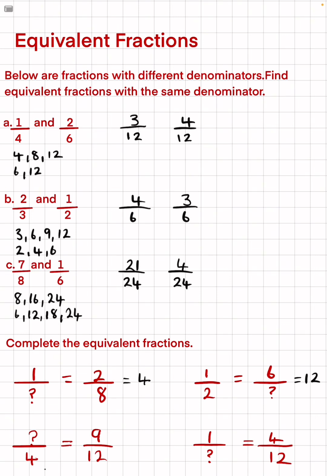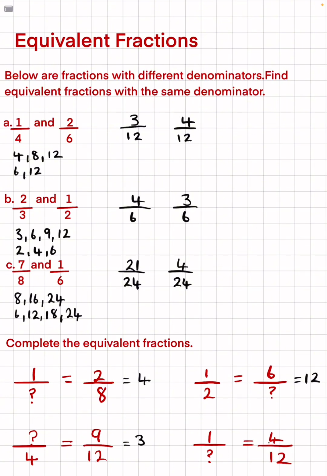To get from 4 to 12, we've multiplied by 3. So the missing number multiplied by 3 is 9. So we can do 9 divided by 3 to get the missing number, which is 3. So 3 times 3 is 9.